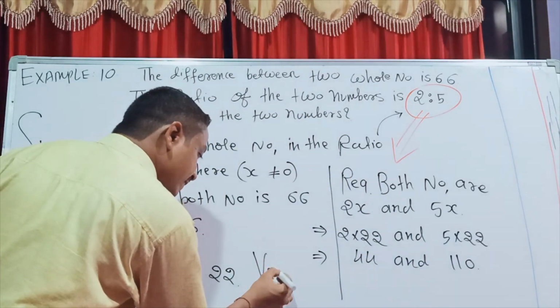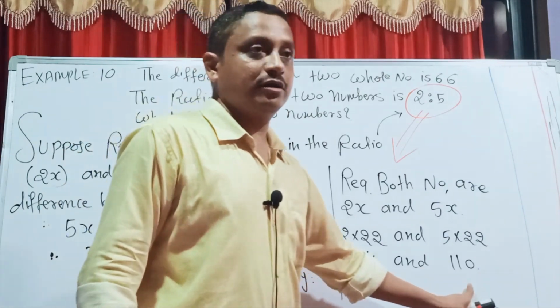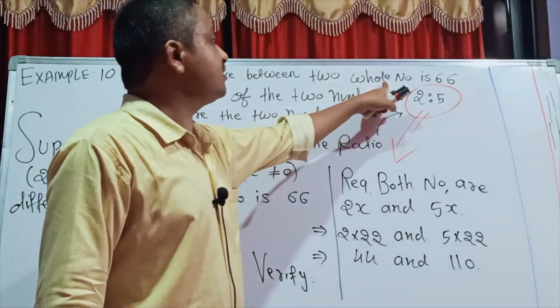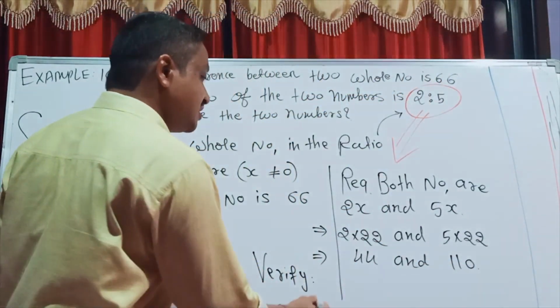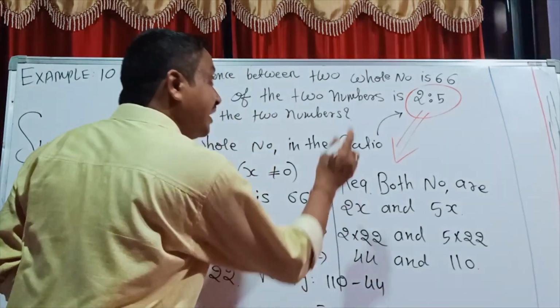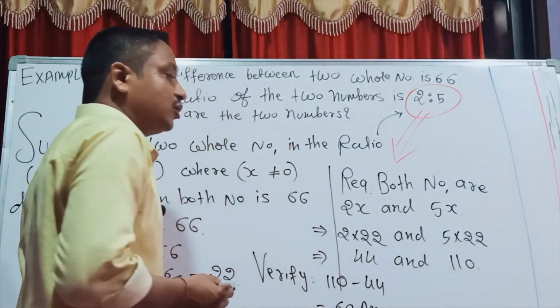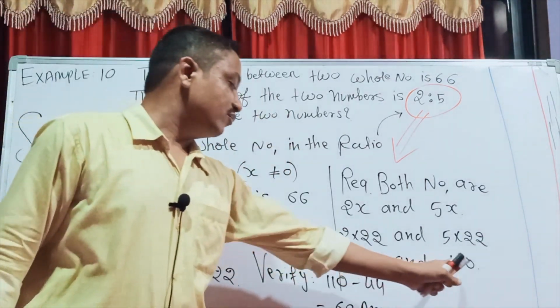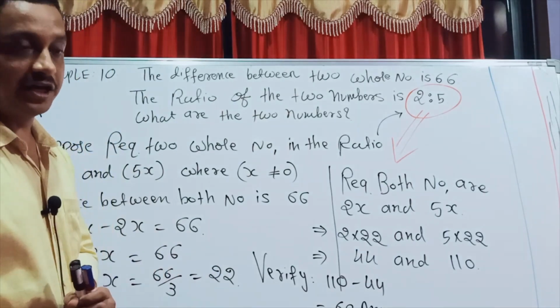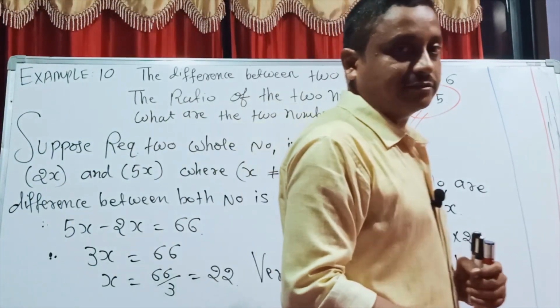Students, here you verify and check whether your numbers are true or not. What is your question? The difference between them is 66. So I apply the difference, 110 minus 44. Definitely it is 66. And students, sure, your two numbers are 44 and 110. Finally, done. Write properly, it is a very easy sum.